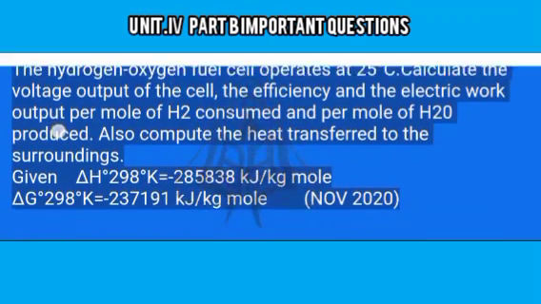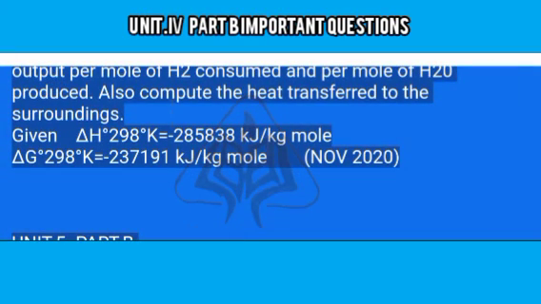Given: delta H degree at 298 kelvins equals minus 285,838 kilojoules per kilogram mole, delta G degree at 298 kelvins equals minus 237,191 kilojoules per kilogram mole.